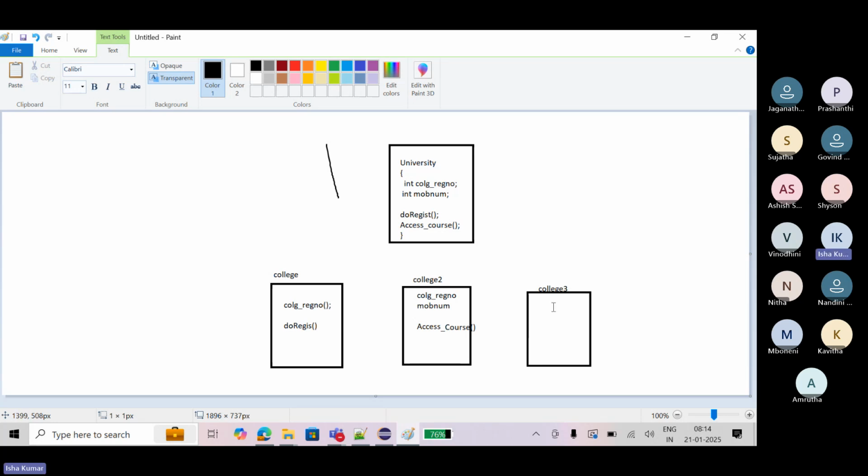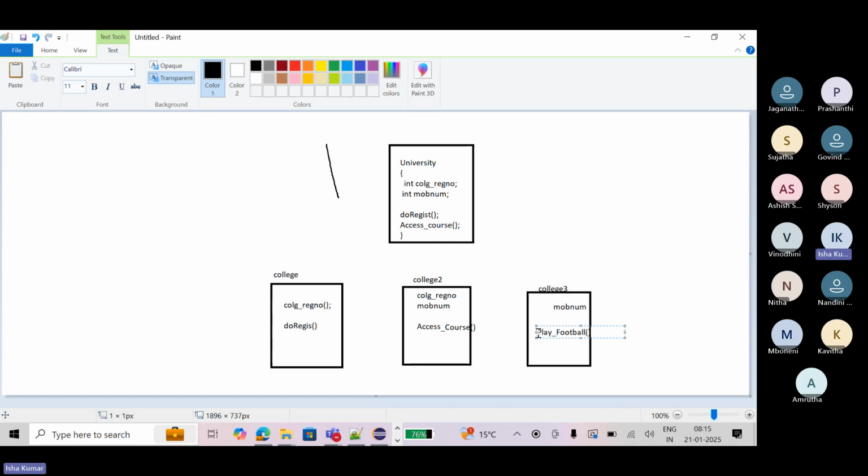This college 3 is having common properties, let's say mobile number, and he is having some extra quality, like a behavior, let's say football ground. They do some football activities. They are having a football court, so in that college all students can play football. Now see why I have written this.